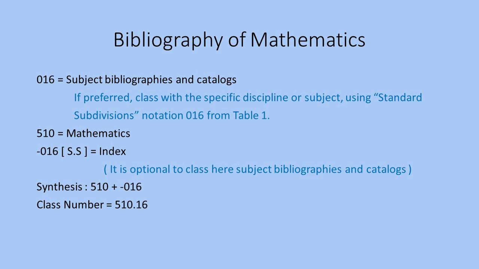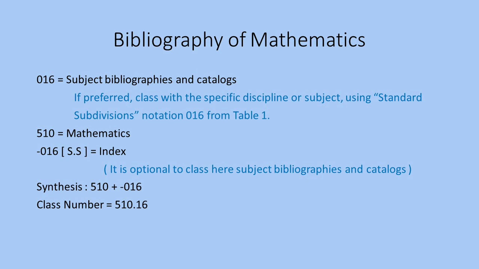Here you will get an instruction: if preferred, that means if needed. If you need to class this document, this subject bibliography, you can class the subject bibliography in a specific discipline or subject. You can class the subject bibliography according to specific discipline using standard subdivision notation 016.